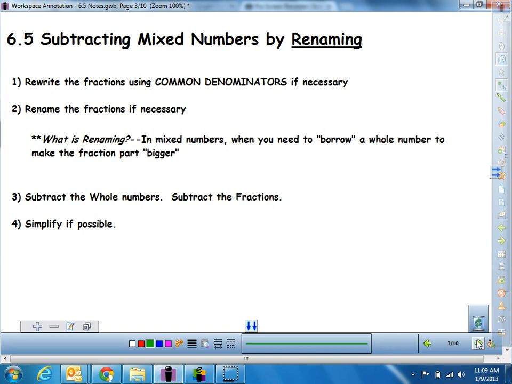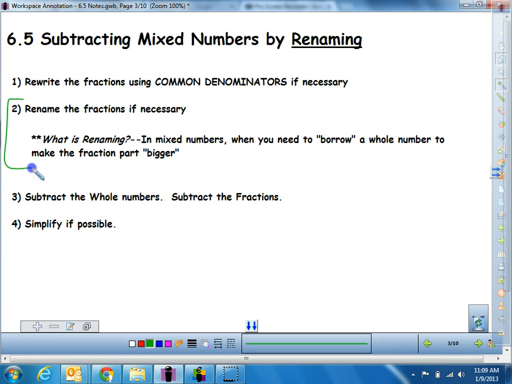Our first step with anything to do with adding and subtracting fractions has been to rewrite the fractions using common denominators. So it doesn't change here. We need common denominators before we can do anything else. Here is where things get a little different. If our first number, our first fraction, doesn't work well to subtract the second fraction, we need to rename it. And we just talked about renaming, but here it is again.